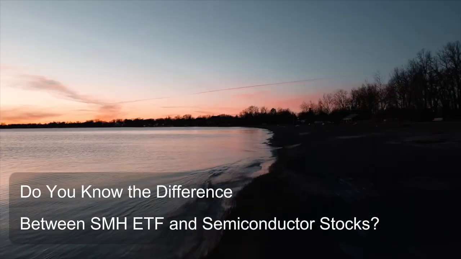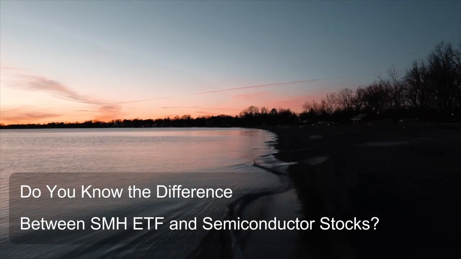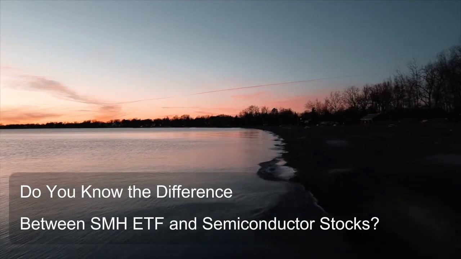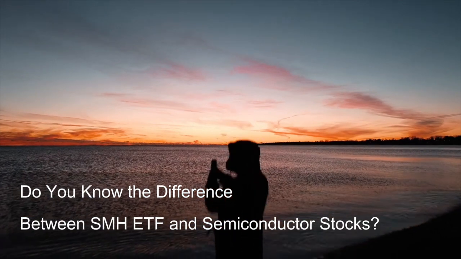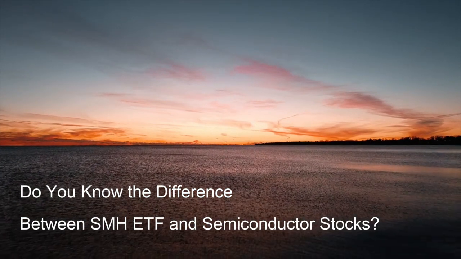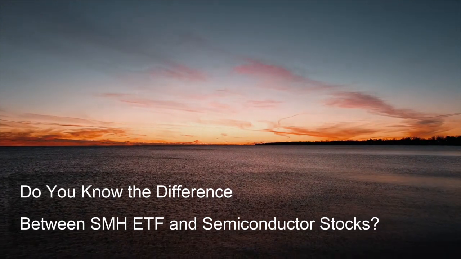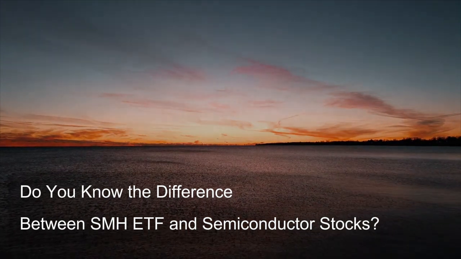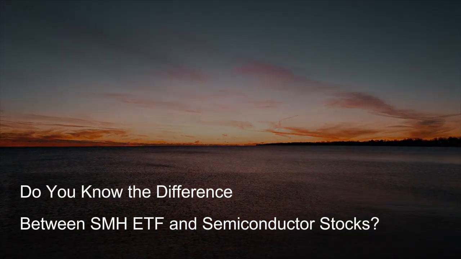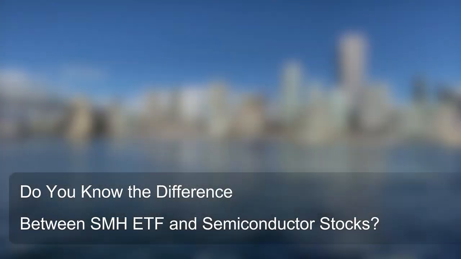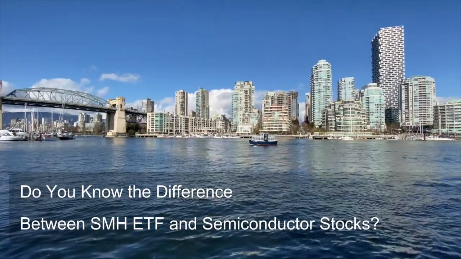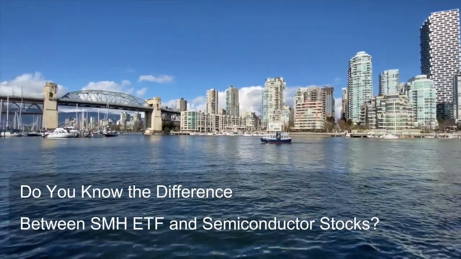Target index. The specific index SMH tracks depends on the region where it's offered. There are two main possibilities. MVIS US Listed Semiconductor 25 Index. This standard version is the most common benchmark. It tracks the performance of the 25 largest and most liquid, easily tradable, US listed companies in the semiconductor industry.